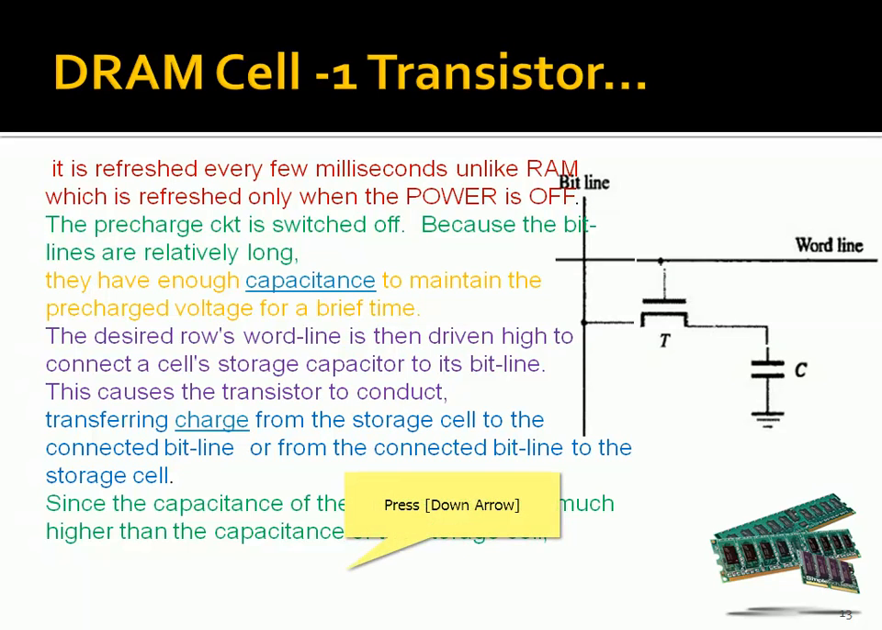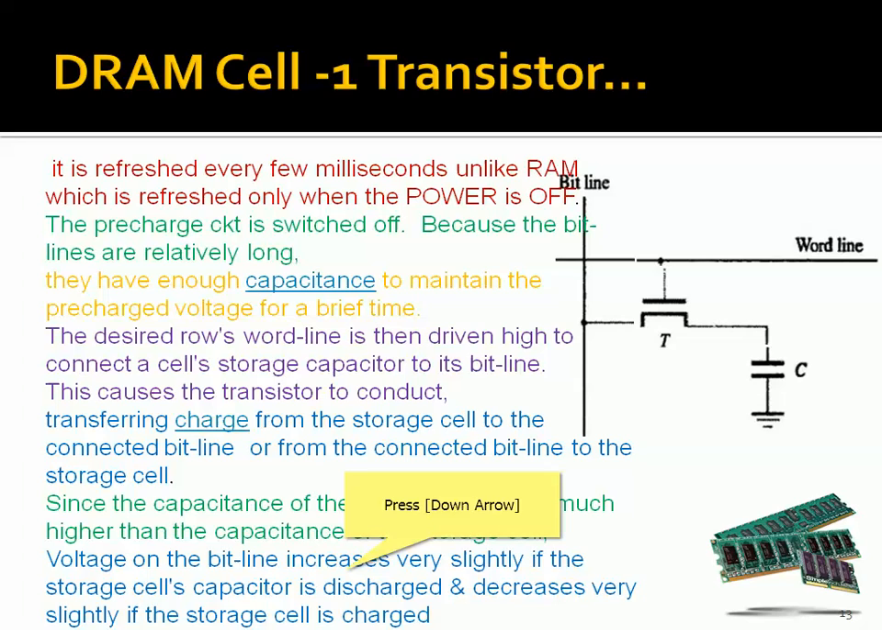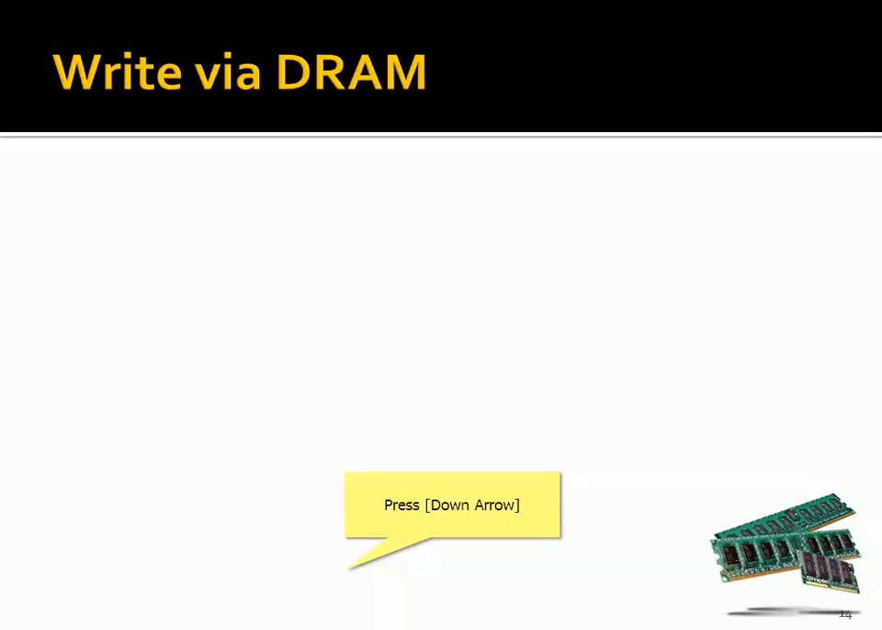Since the capacitance of the bit line is typically much higher than the capacitance of the storage cell, the voltage on the bit line increases very slightly if the storage cell's capacitor is discharged, right? So the capacitor is discharged, and the voltage decreases very slightly if the storage cell is charged. If the storage cell is charged, then it will hold the information, otherwise it loses it.